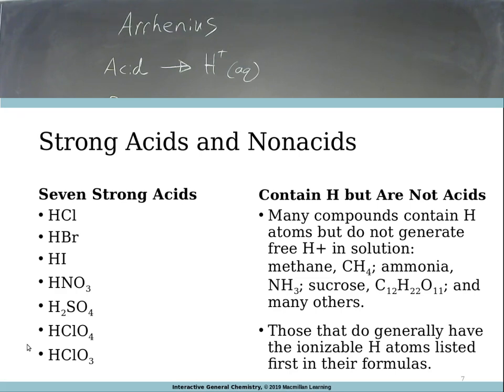Now there are many compounds that contain hydrogen atoms, but they don't generate free H plus in solution, and so they're not considered an Arrhenius acid. And we can name a ton of these. Methane, CH4, ammonia, NH3, and in fact we'll see that ammonia is a base instead of an acid, which is a little bit strange. Sucrose, that's C6H12O6. We can sit here all day naming compounds that contain a hydrogen, but that hydrogen is not going to react to form hydronium ion in water.